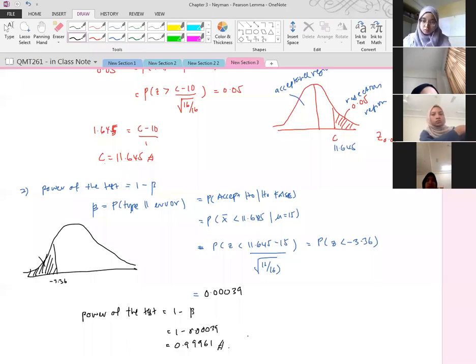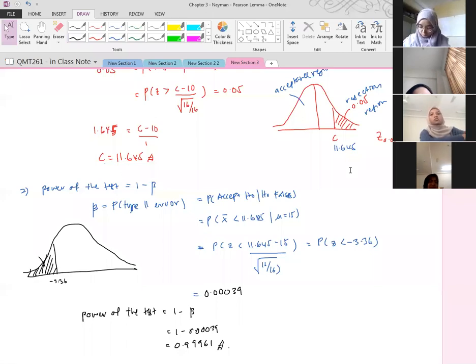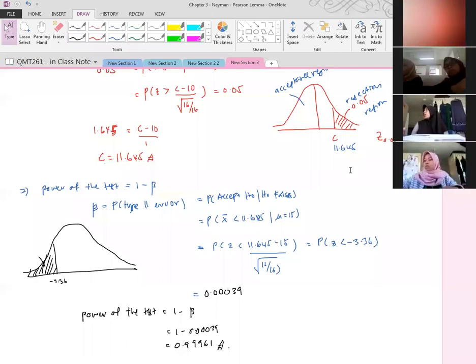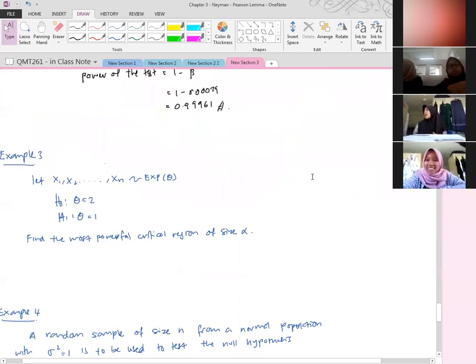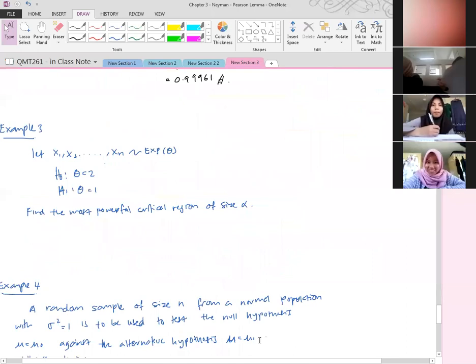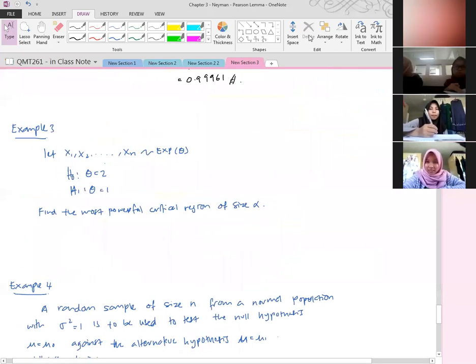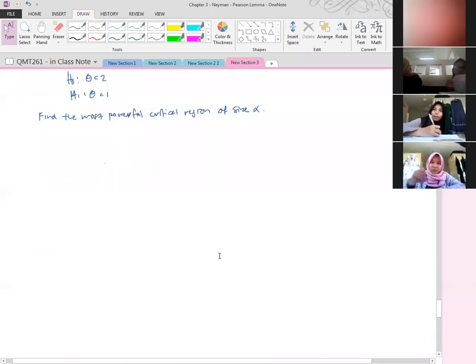Any questions so far? If you don't have a question, then we can move to the next example. So now, I only have 5 examples. I will try my best to finish all the examples, right? It should be very easy on this one.